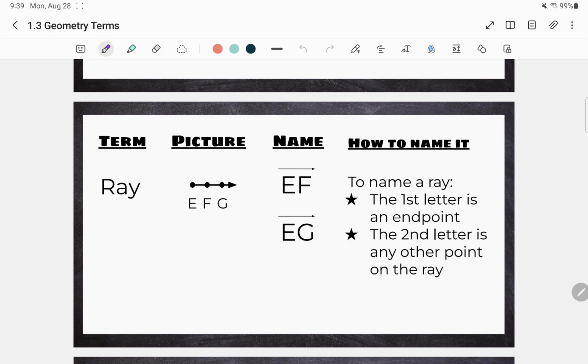And that symbol above it is an arrow going to the right. It is always going to the right. No matter how the picture is drawn, the symbol is going to the right.